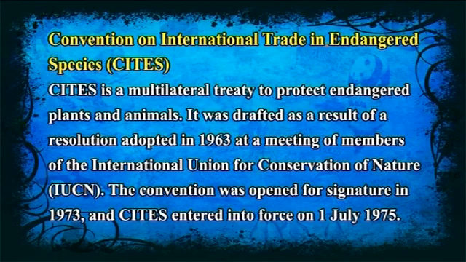It was drafted as a result of a resolution adopted in 1963 at the meeting of members of the International Union for Conservation of Nature (IUCN). The convention was opened for signature in 1973 and CITES entered into force on July 1, 1975. Its aim is to ensure that international trade in specimens of wild animals and plants does not threaten the survival of species in the world.